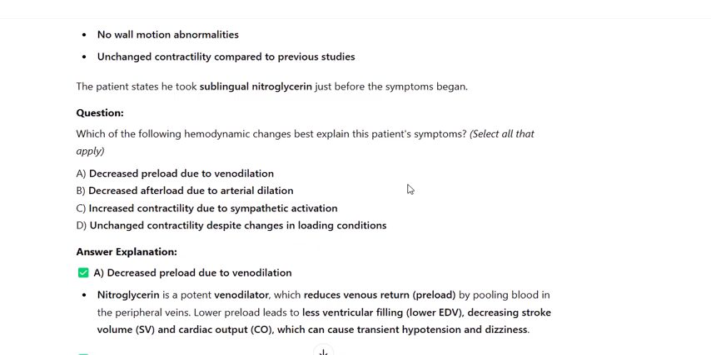Question: which of the following hemodynamic changes best explain this patient's symptoms? Select all that apply. A. Decreased preload due to venodilation. B. Decreased afterload due to arterial dilation. C. Increased contractility due to sympathetic activation. D. Unchanged contractility despite changes in loading conditions.